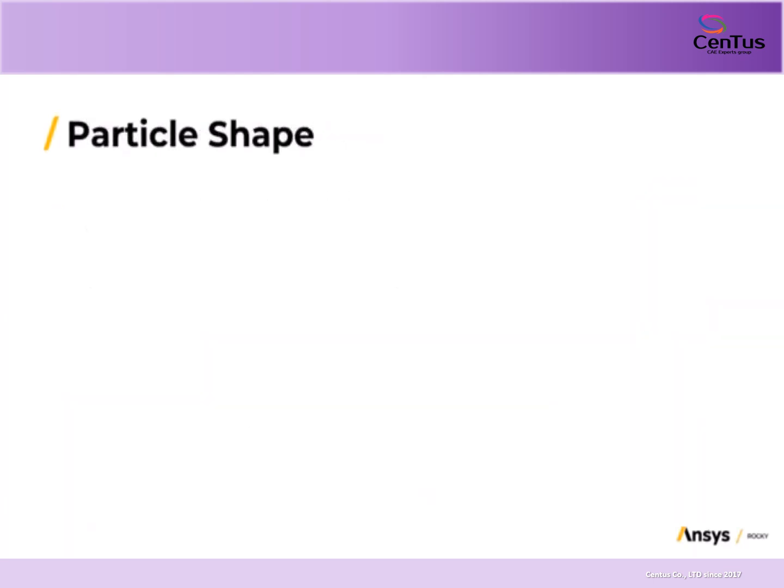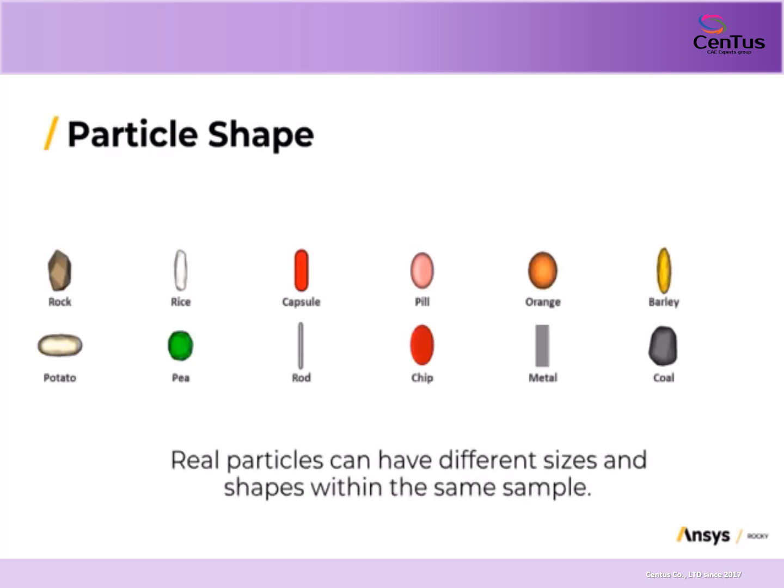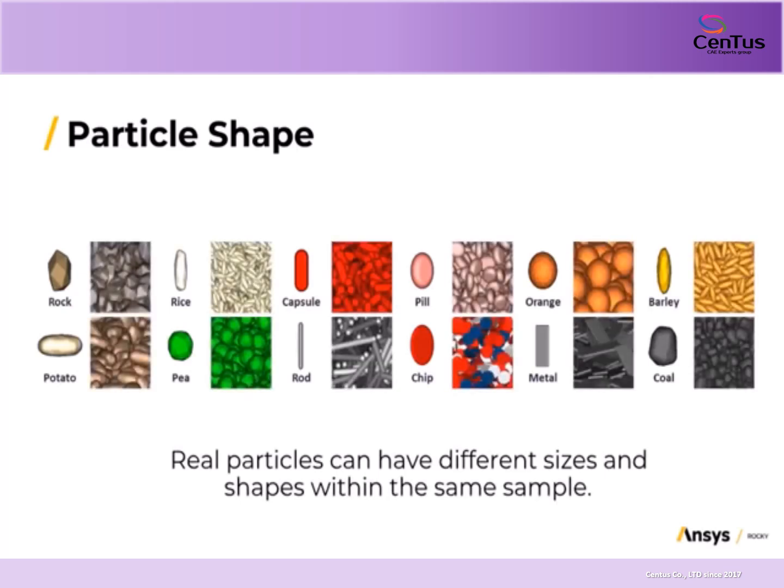Another key factor is the importance of the shapes of the particles. In contrast to perfectly spherical particles, real particles can have different sizes and shapes within the same sample. And these more complex interactions affect the way particles interact with each other and the environment, ultimately affecting the flow and mechanical behavior of bulk materials.